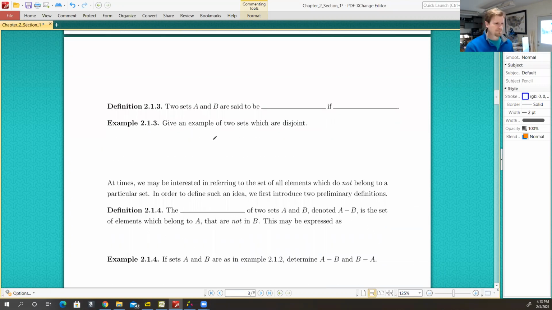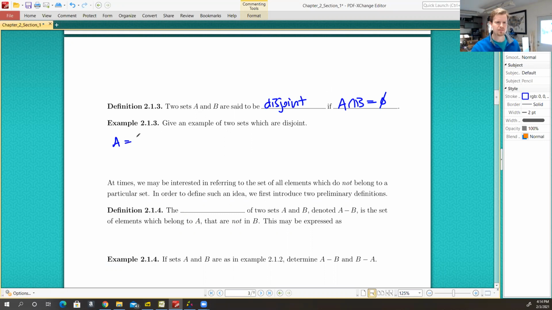So our next definition that we want to take a quick look at is we can say that two sets are disjoint if their intersection is empty. And that's exactly what we looked at in our example from the first video: sets C and D were disjoint. C had just 2 and D had 3, 4.